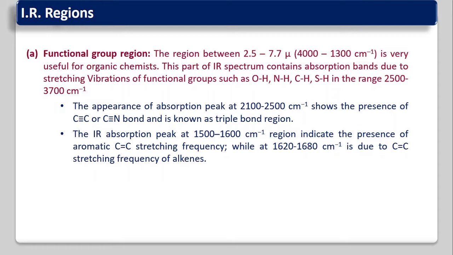If you are getting the peaks between 1500 to 1600, then it indicates the presence of a benzene carbon-carbon double bond. But if the peaks appear between 1620 to 1680, then it indicates a carbon-carbon double bond, but that is the stretching frequency for alkene.